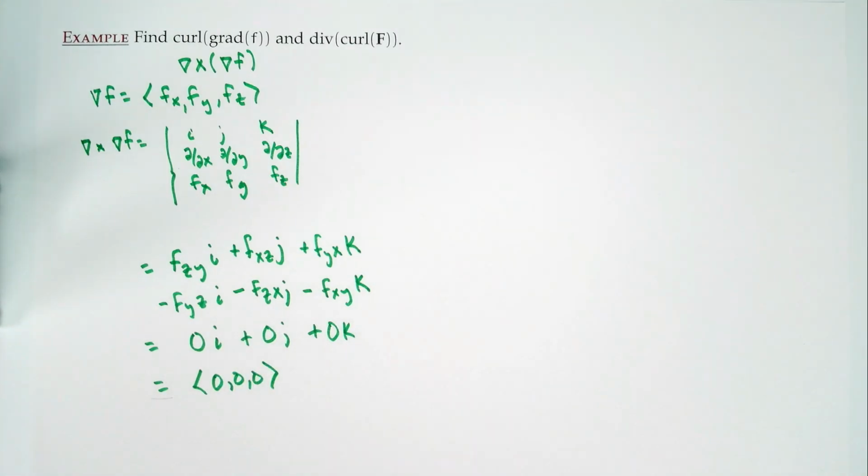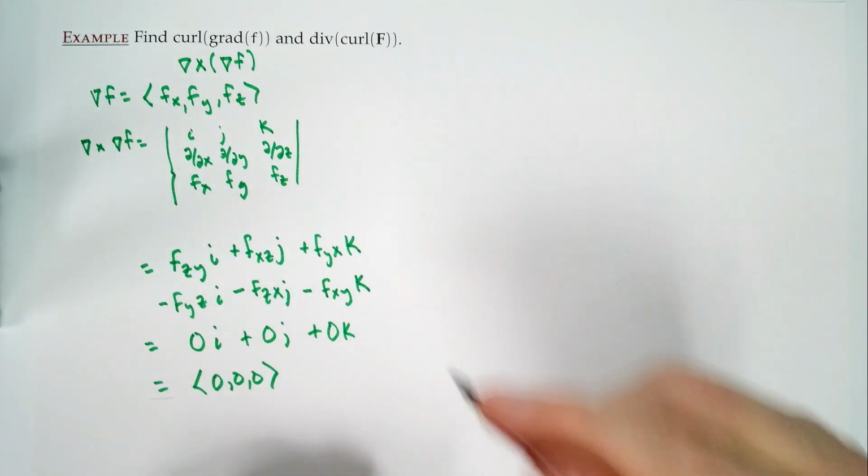So somehow, when we took del cross del f, we're always going to get 0. And notice, this is regardless of what we start with. So for any function f, if we take the gradient, if we take the curl of the gradient, we're always going to get 0. Well, that's interesting.